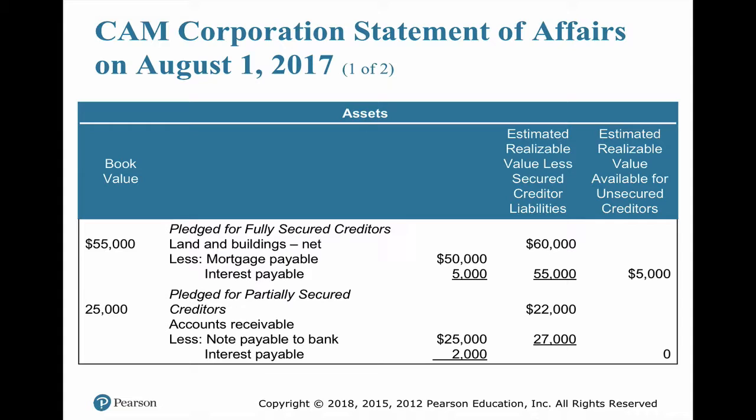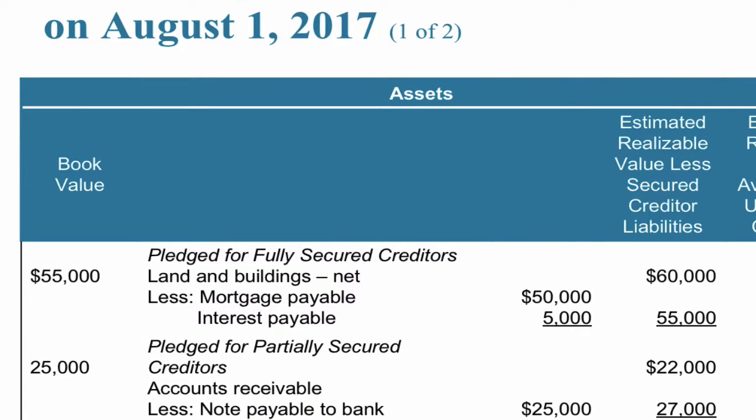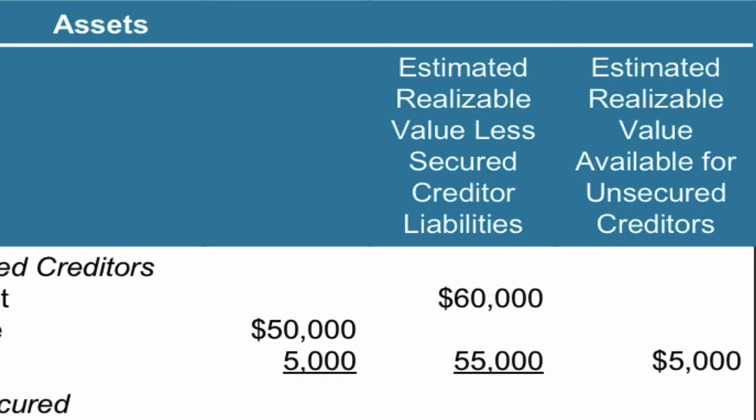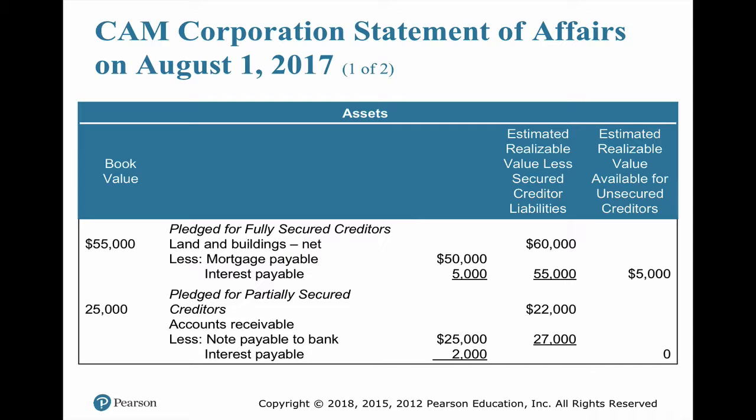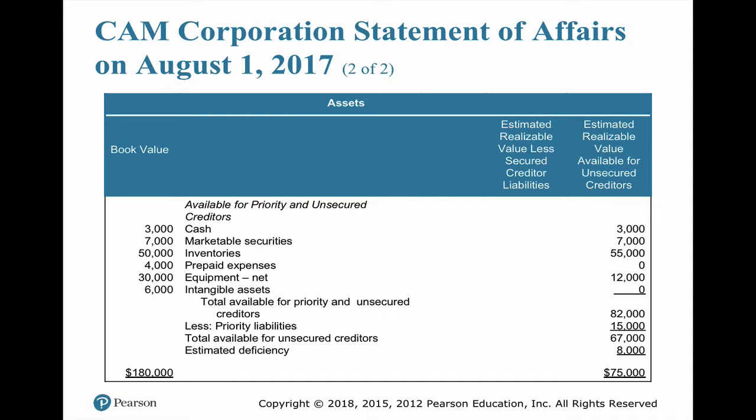Here I take an easy example which is presented in the textbook about CAM Corporation, and I need you to focus on the estimated realizable value available for unsecured creditors, because usually we start by establishing the fair market value of the assets, credits, and the balance of the equity. So we take the book value on one side, as you can see on the left side, the estimated realizable value on the right side, and then we calculate the difference. We do this for the assets, going through the fixed assets and then the current assets, comparing the book value and the fair market value.